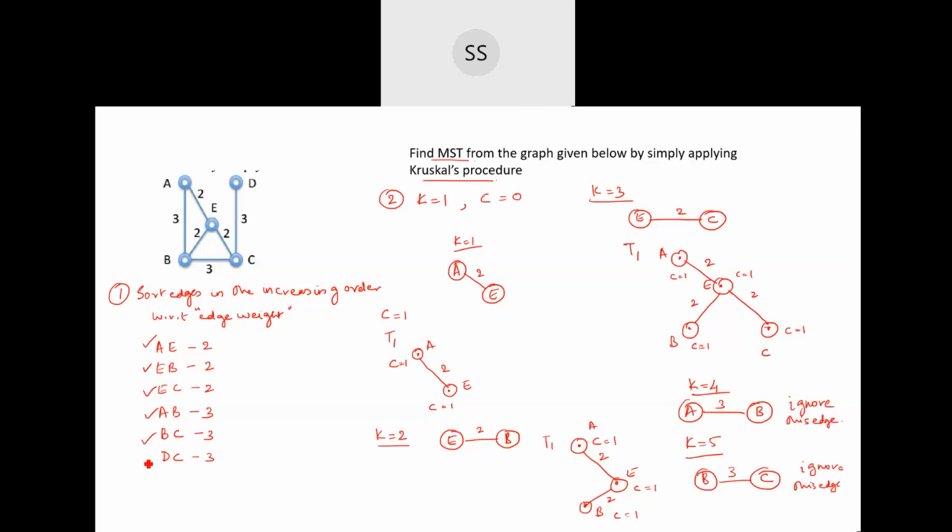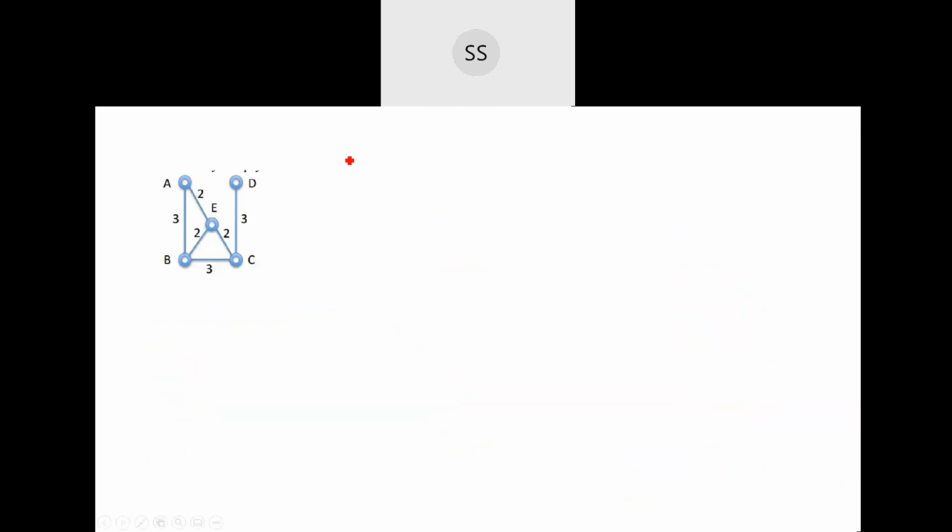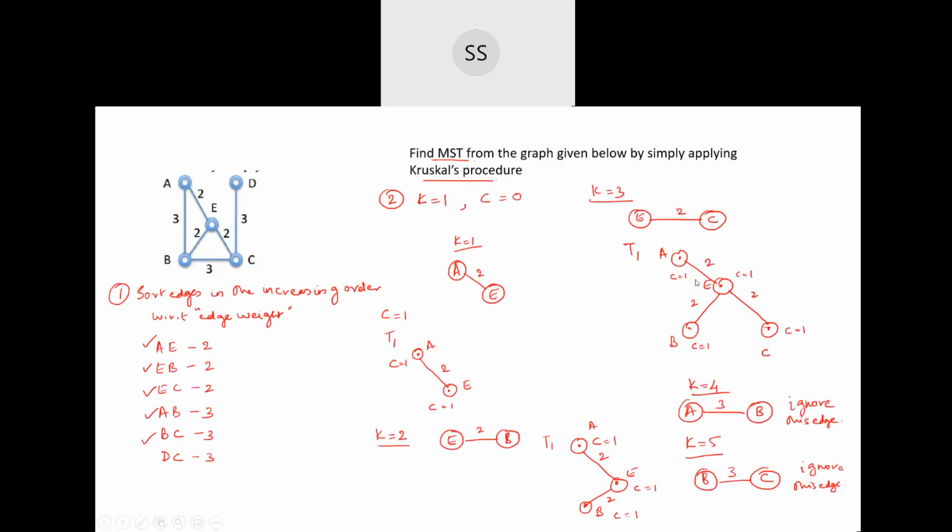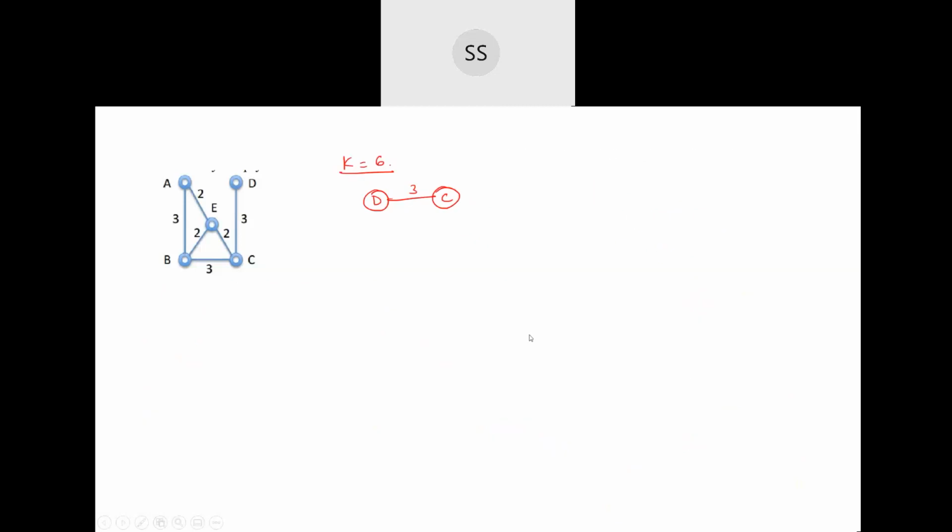Okay, which is the next one? I've got DC. I'll increment my k value. The k value is going to be 6. The edge that I'm going to consider is DC, which has the weight of 3.